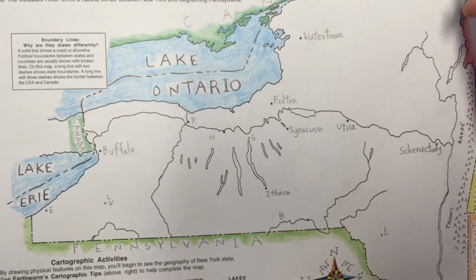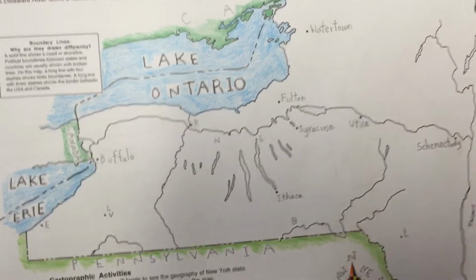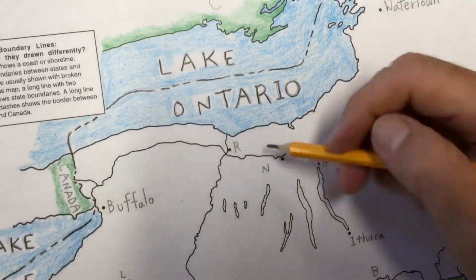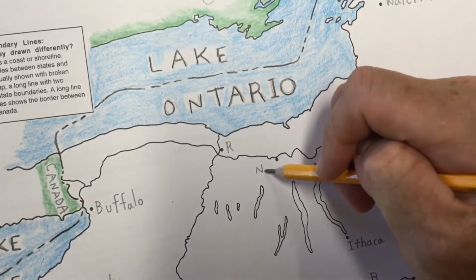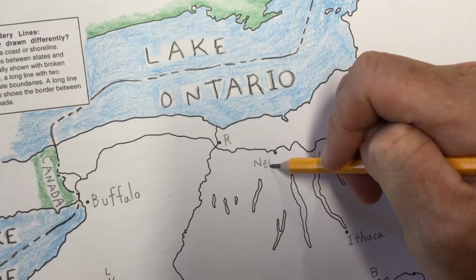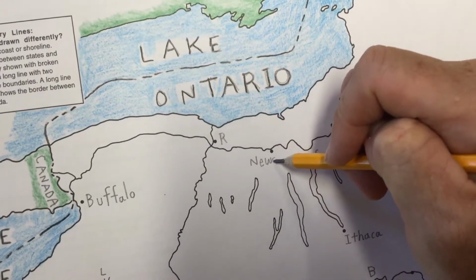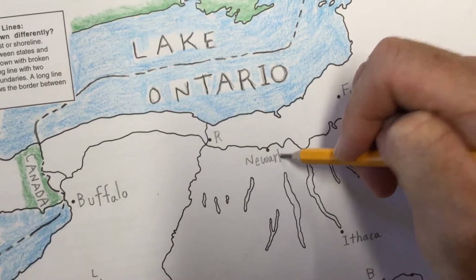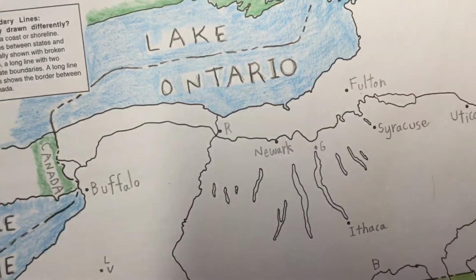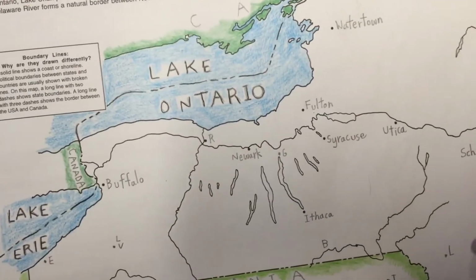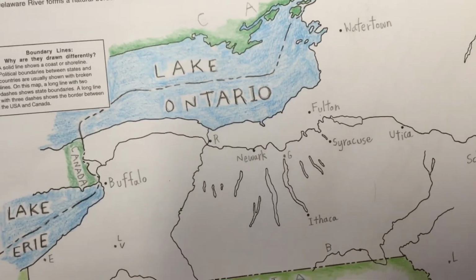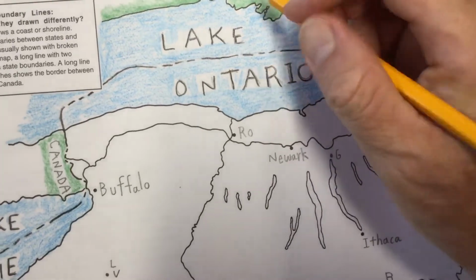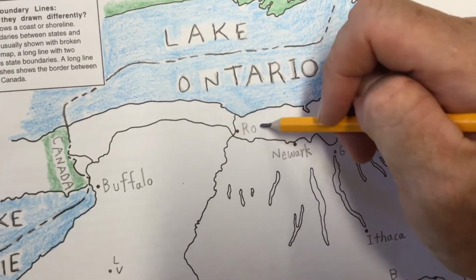Okay, then the next one in the list is Newark, which happens to be a little bit west of Syracuse, right about here. I'll put it just below the dot. N-E-W-A-R-K. Okay. Here's a well-known city, Rochester. It's located very close to Lake Ontario.